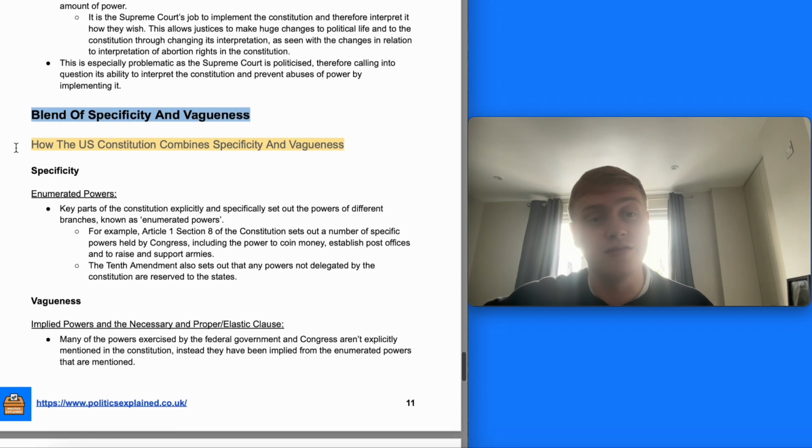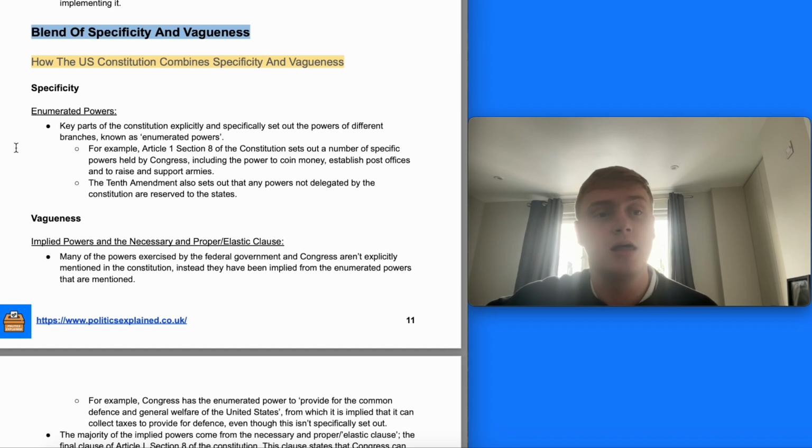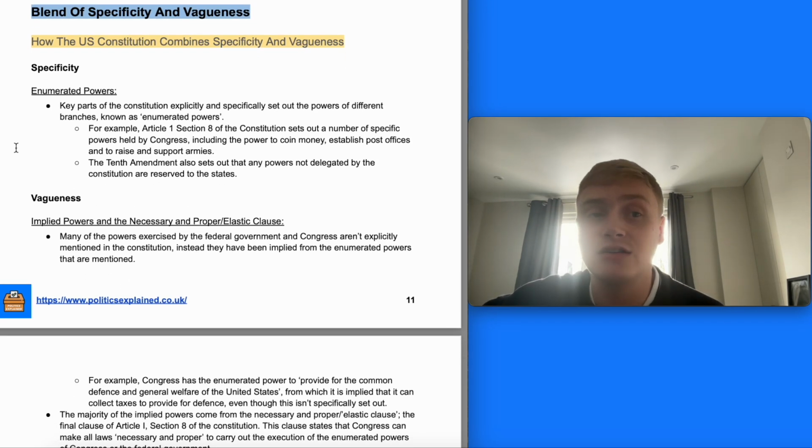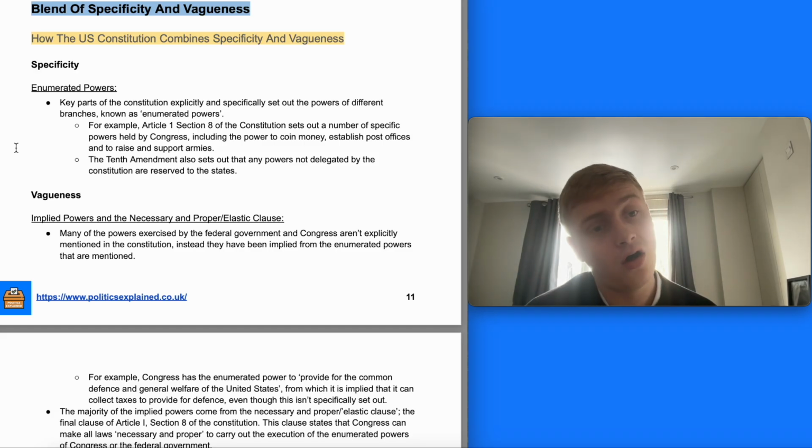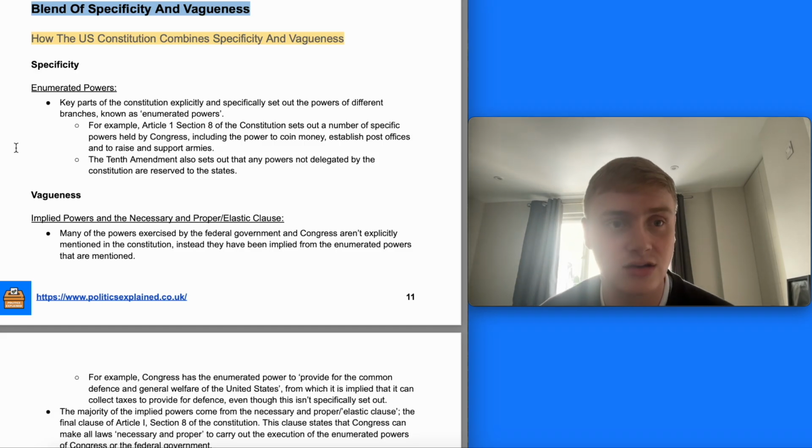So the final part of the video we're going to have a look at is the blend of specificity and vagueness in the Constitution. Firstly, how does the Constitution do this? On the one hand, it's very specific. In terms of the enumerated powers, key parts of the Constitution explicitly and specifically set out the powers of different branches.